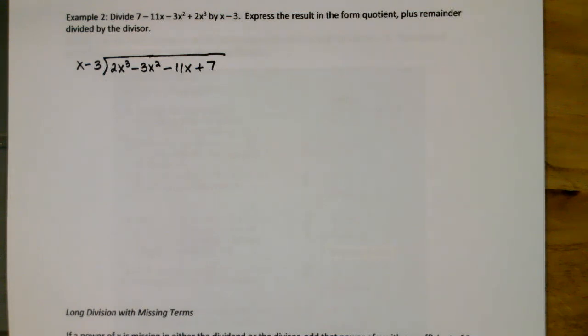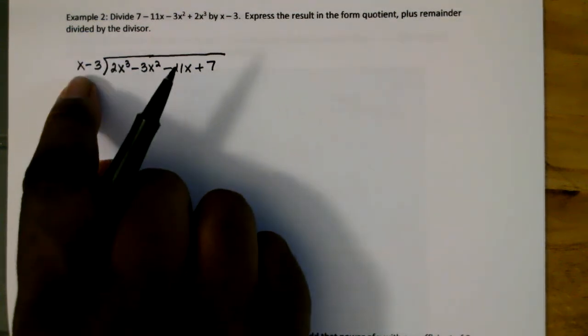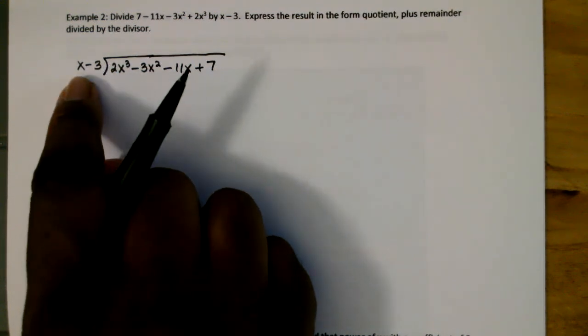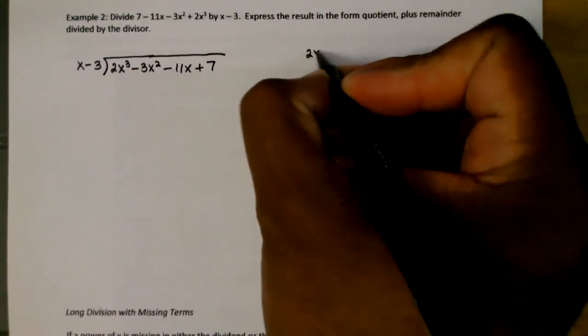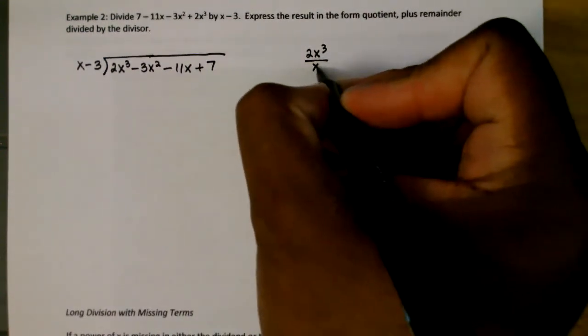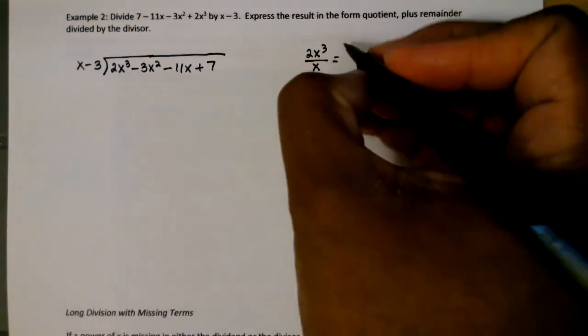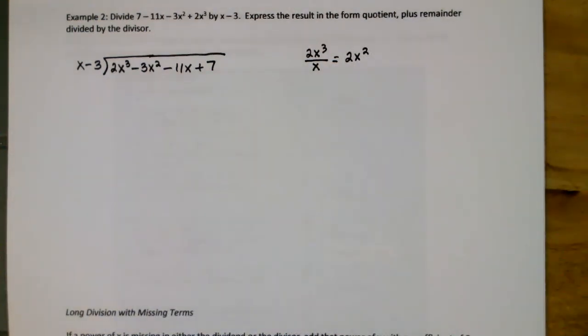Okay, so now we're going to divide the first term of the dividend by the first term of your divisor. Here, 2x cubed divided by x. So I'm going to write this off to the side, 2x cubed divided by x. When I take 2x cubed and divide that by x, I'm going to get 2x squared. So that 2x squared goes here in the, not the divisor, the quotient.